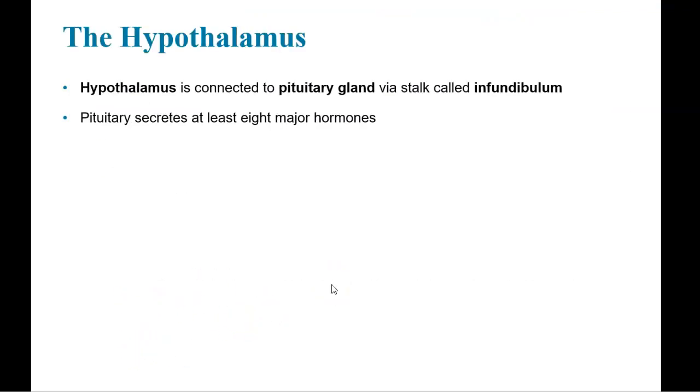The hypothalamus is connected to the pituitary gland through a stalk that's called the infundibulum. And the pituitary gland, like I mentioned earlier, has an anterior pituitary lobe and a posterior pituitary lobe. Together these secrete 8 major hormones.